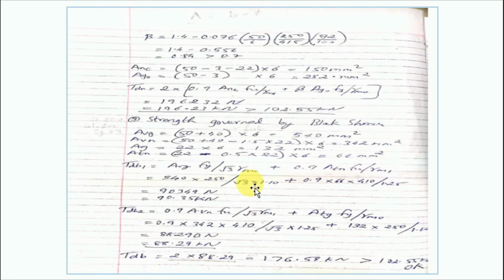So this is the process for the tension member. We have to find strength governed by yielding, strength governed by rupture, and strength governed by block shear. These three processes will be completed for the tension member.